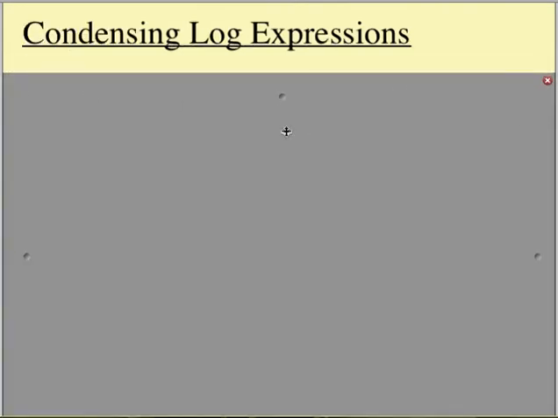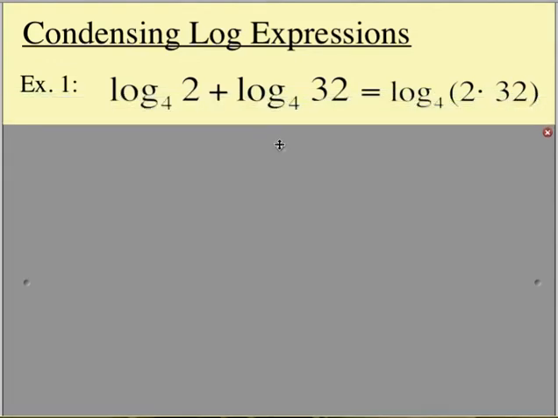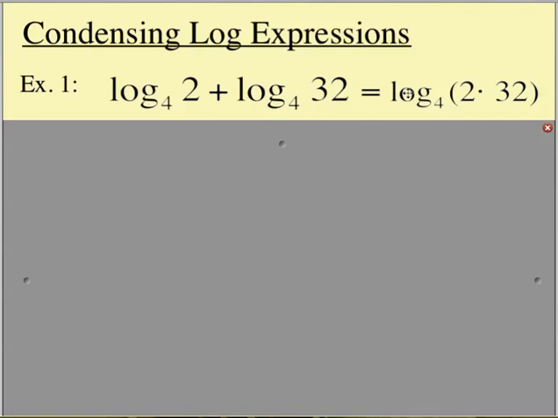Then the last thing that we use those properties for is to condense logarithmic expressions. So if I have log base 4 of 2 plus log base 4 of 32 equals log base 4 of 2 times 32, because I don't know 4 to the what power would be 2, this would be the 1/2, and then 4 to what power is 32, that one isn't going to be a whole number. So I want to combine these so that I can evaluate it.